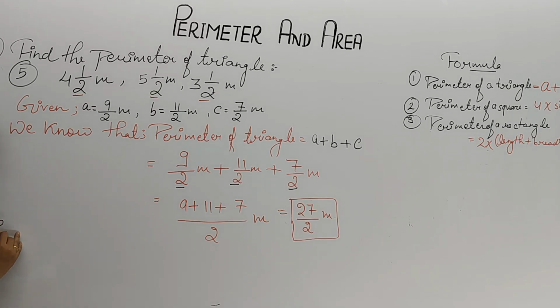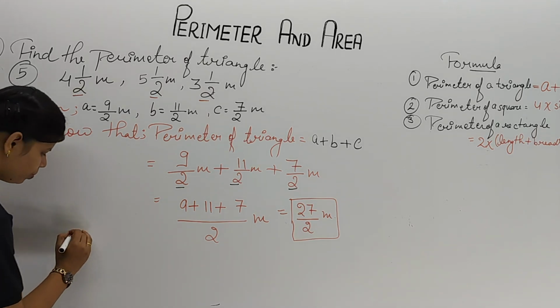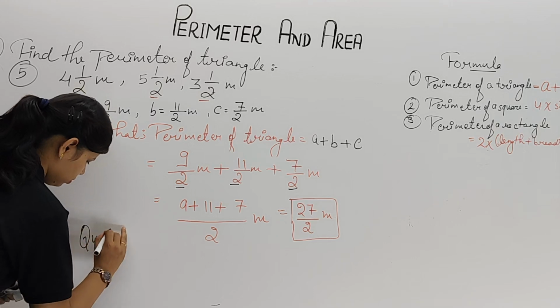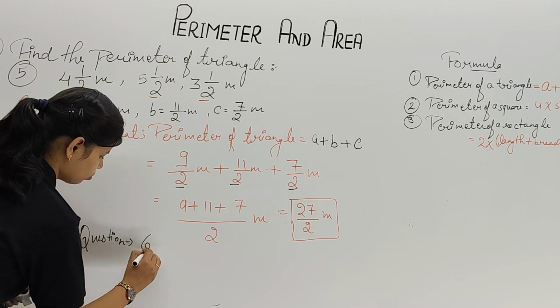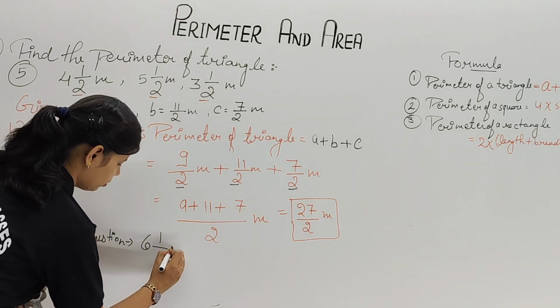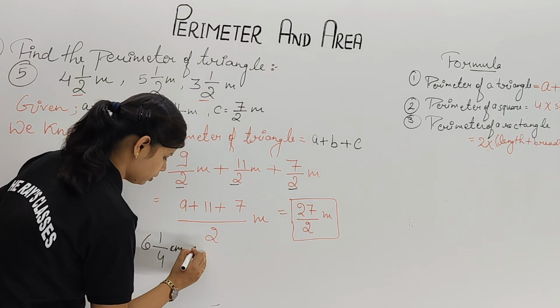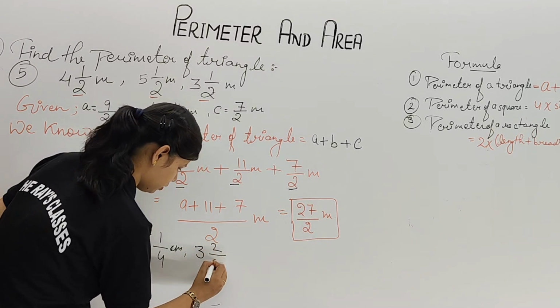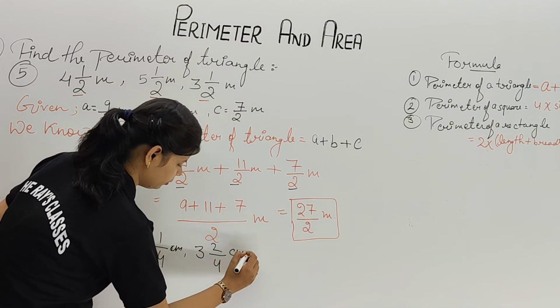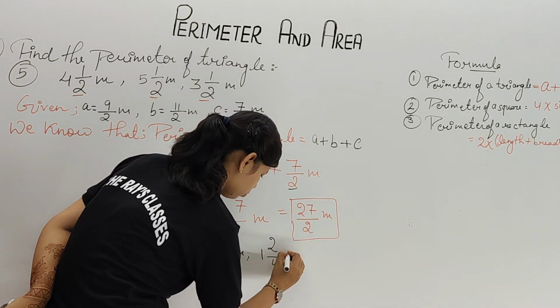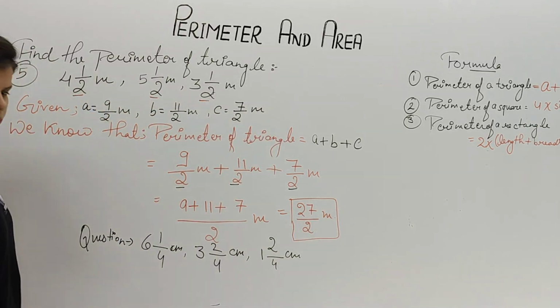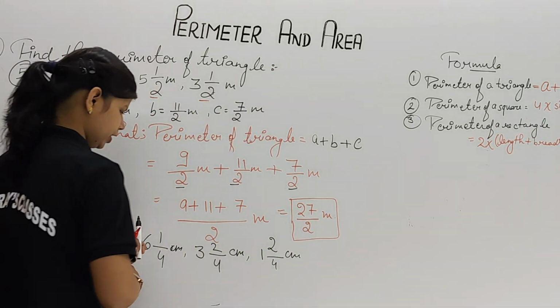Now I'll give one more problem from my side. You can solve and give your answer. Questions to be done by you. Like 6 whole 1 upon 4 centimeter, 3 whole 2 upon 4 centimeter, and last will be 1 whole 2 upon 4 centimeter. Clear? Solve and share your answer.